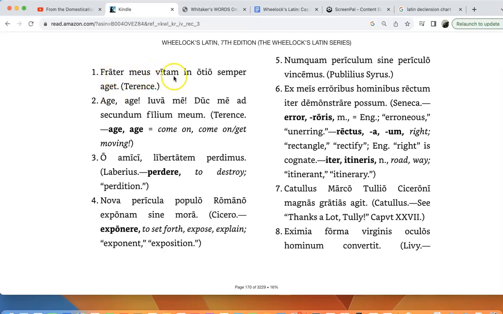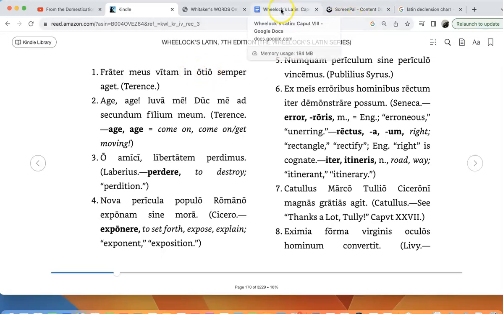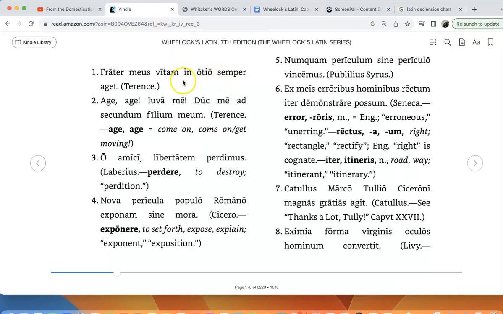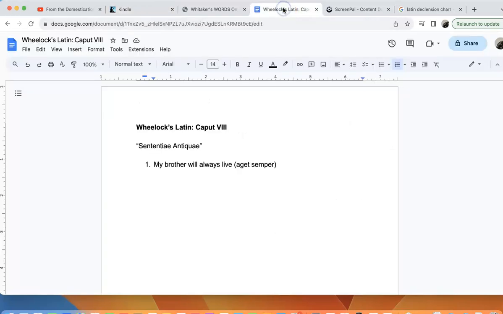So frater meus vitam in otio semper aget. So my brother will always live a life in leisure, but in English we'd probably say of leisure. So I'm going to put that right there. So my brother will always live. So I'm translating the aget for will always, aget semper, for the Latin here, but literally conducts always a life in leisure would be the literal translation.